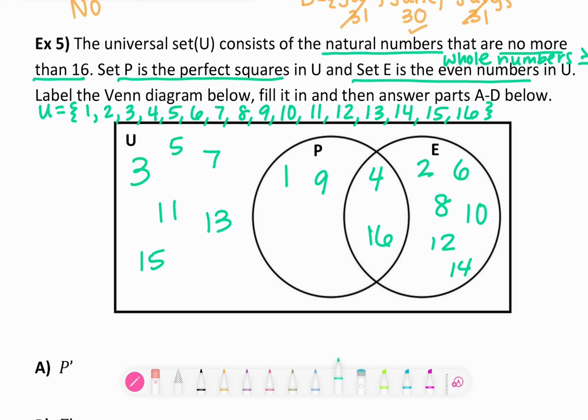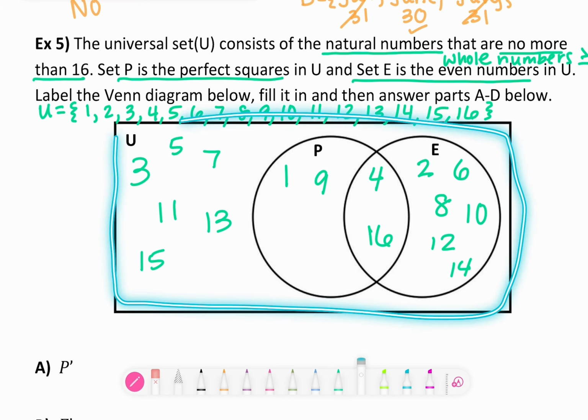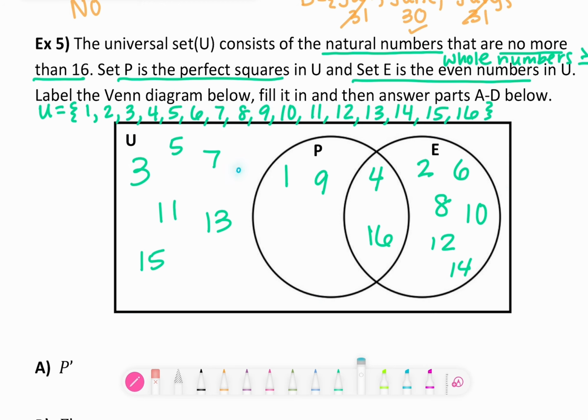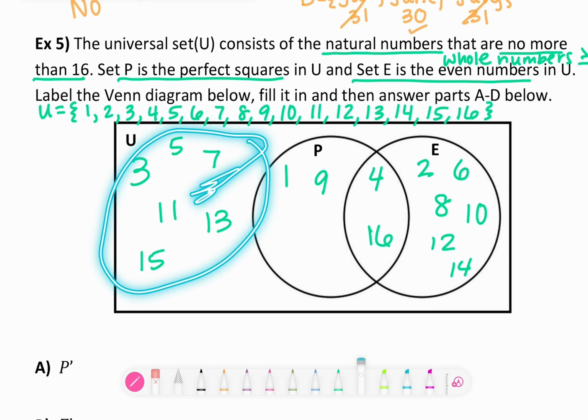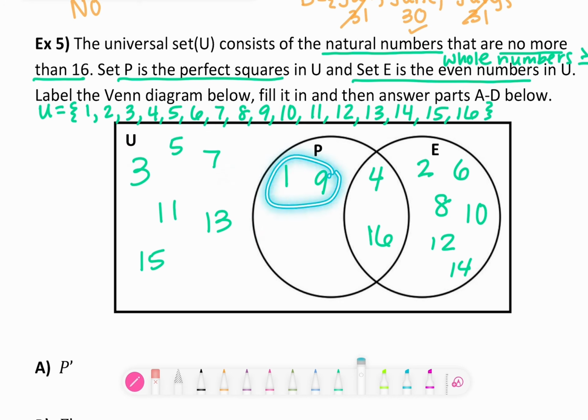So this is important. Every single value in the universal set exists in this box now, in one of 4 places. They either exist in U but not in P or E, so that's over here. Some of them exist in P alone, not in E. Some of them exist in E, but not in P. And some of them exist in both, okay?